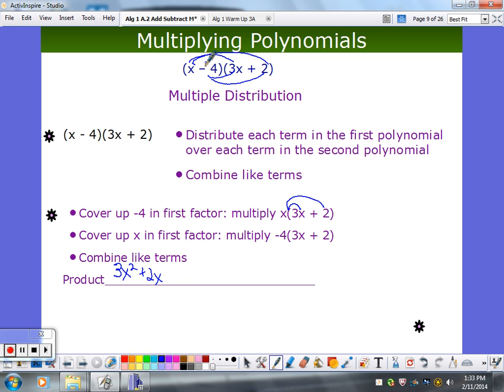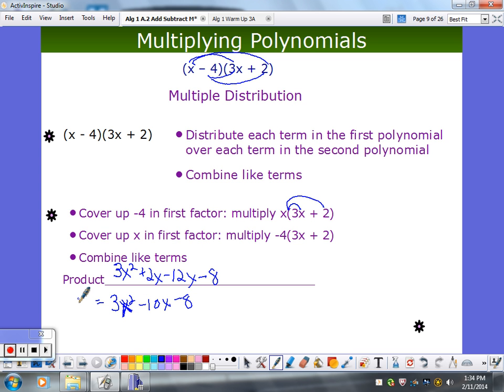Okay, now we did our x's. Cover that guy up. Just look at the -4. So now we're doing this one. What's -4 times 3x? And then what's -4 times 2? Oh, so you add the two things together. Well, we are now, right? Because I see like terms. So 3x squared plus 2x minus 12x minus 8. So can I combine these guys here? Yeah, absolutely. So my 3x squared, nothing I can do with it. What's 2x minus 12x? Minus 8. So this whole product is 3x squared minus 10x minus 8.